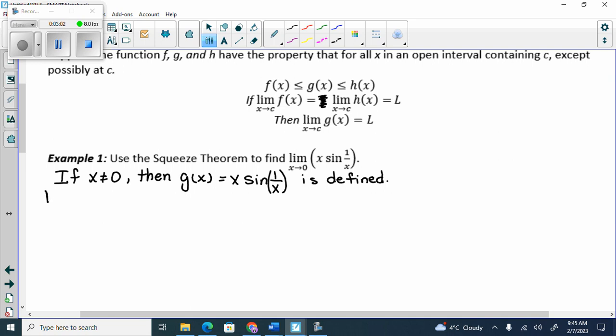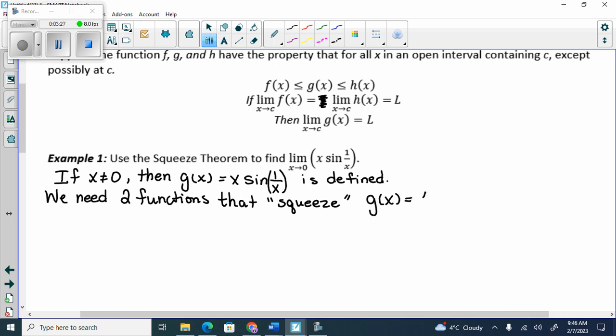We need two functions that squeeze, sandwich, g of x equals x sine 1 over x near 0. Why do we need it near 0? Because they're asking us for the limit as x approaches 0, right?